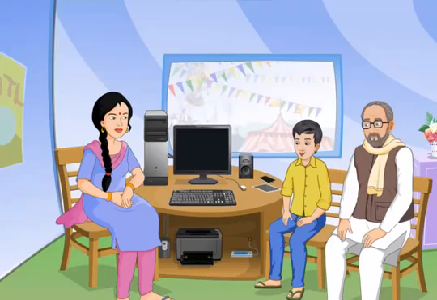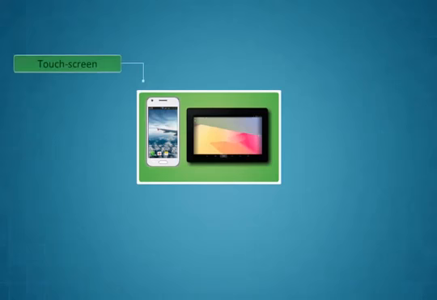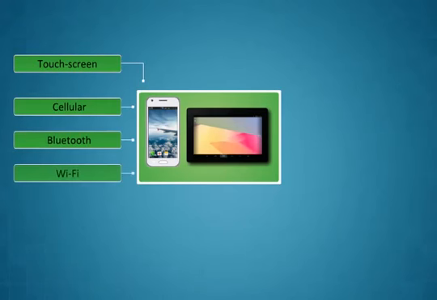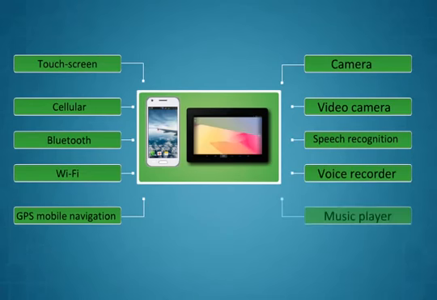Didi, do mobile phones and tablets also have operating system like computers? Yes, Rohan. Nowadays, mobile phones or tablets combine the features of a personal computer's operating system with other features including touchscreen, cellular, Bluetooth, Wi-Fi, GPS mobile navigation, camera, video camera, speech recognition, voice recorder, music player, and other features.